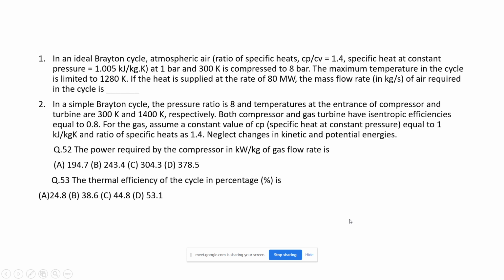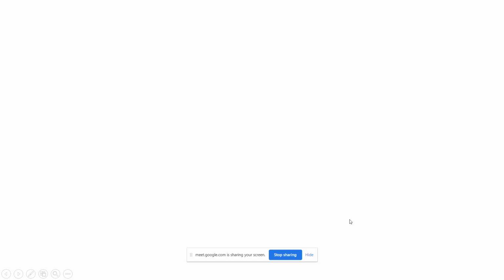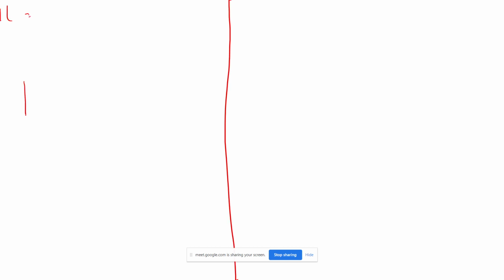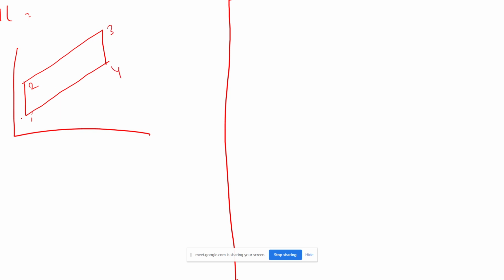So, first problem. Question number one. They have given a Brayton cycle, with states 1, 2, 3, 4. They have given that air enters at a pressure of 1 bar.